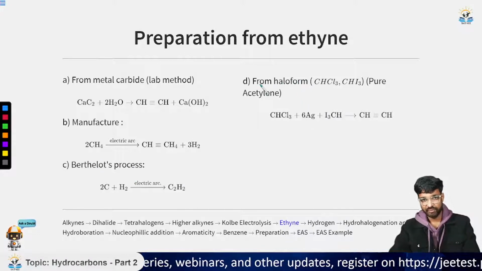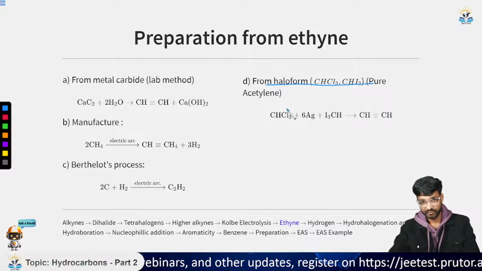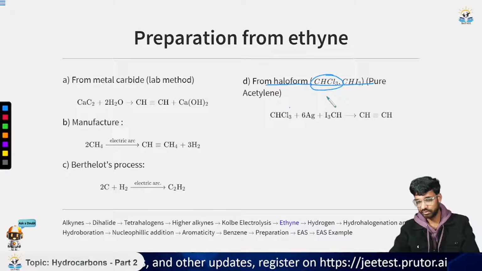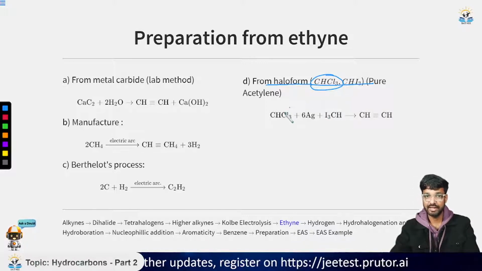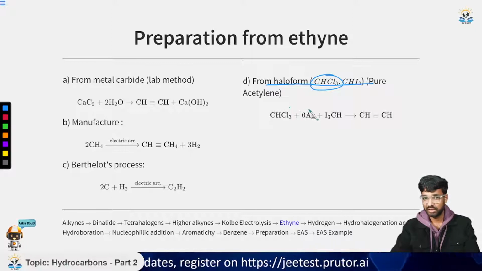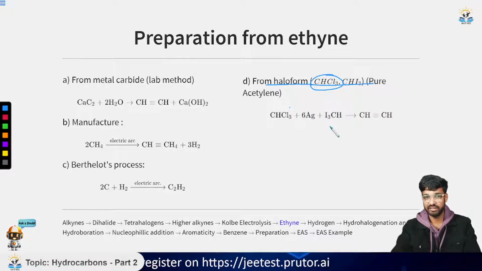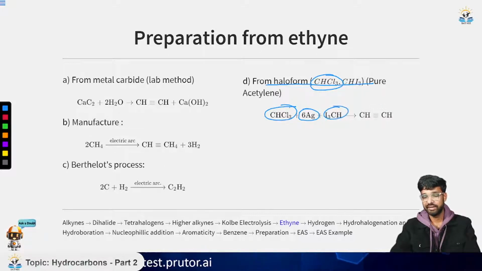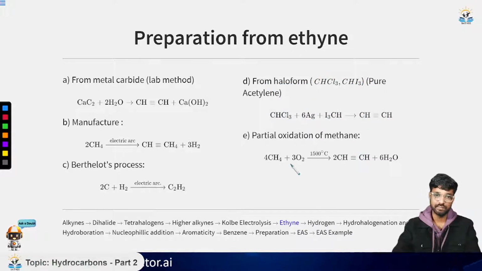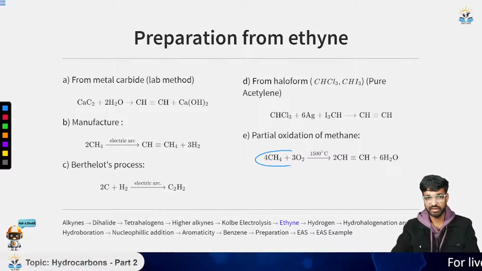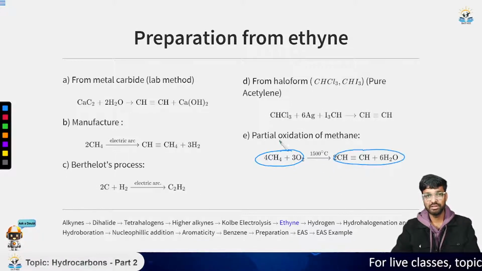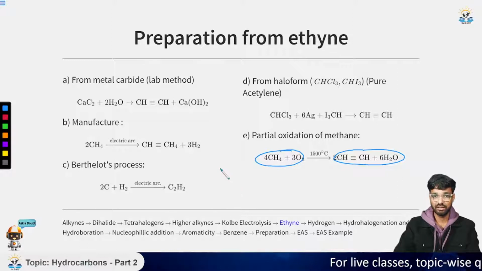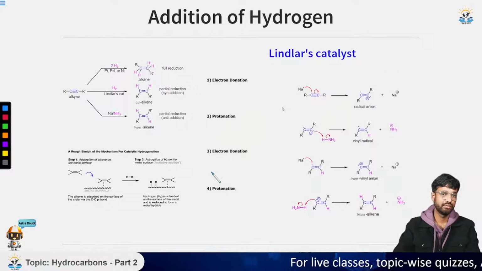Now this is a reaction using haloform, so it is a very important one. So we take this haloform here. This is not the haloform reaction, but this is a reaction which is done using haloform. Haloform reaction is a different thing. So we will take this CHCl3 in presence of silver, it gives us this alkyne. Then also the partial oxidation of 4CH4, then we get this alkyne. So you should remember this method because it is asked directly in 1 mark and also 4 marks questions.